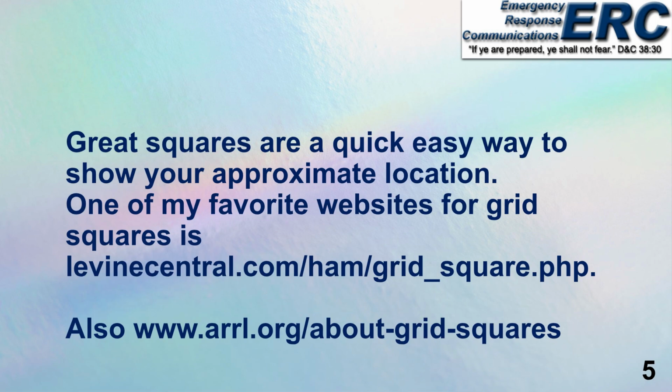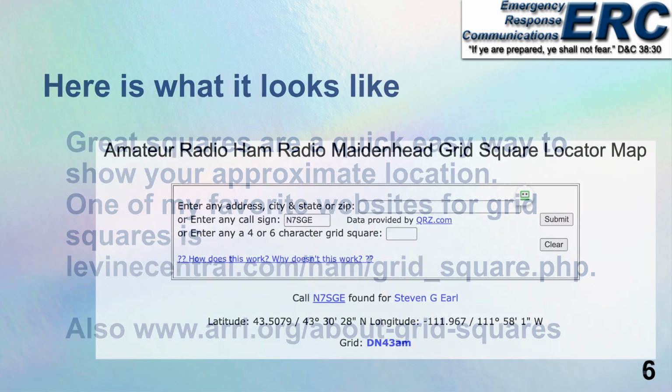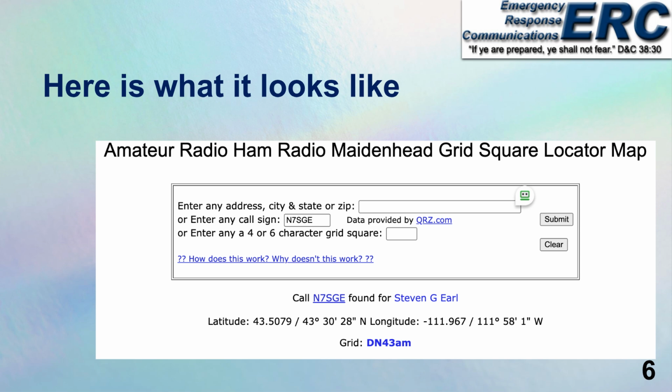Grid squares are a quick way to easily show your approximate location. One of my favorite websites for grid squares is listed here, levinecentral.com, and we're going to look at that website here in a second. Also, there's information at the ERL website. Let's go to slide 6. Here is a display showing what that first website looks like.